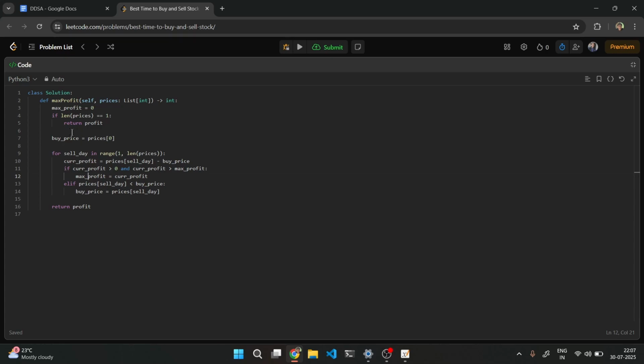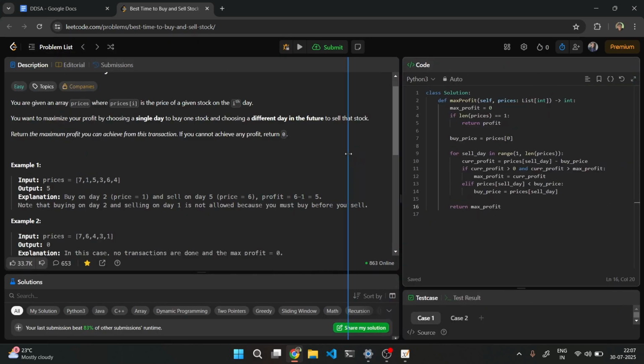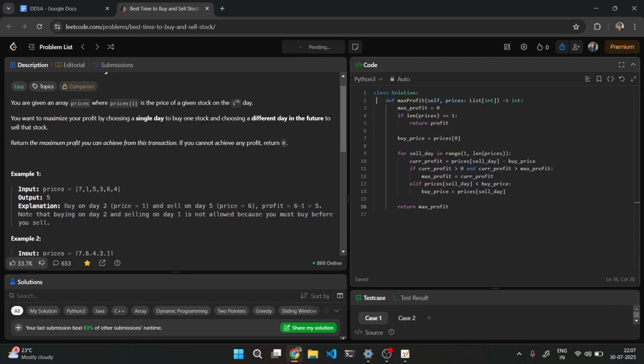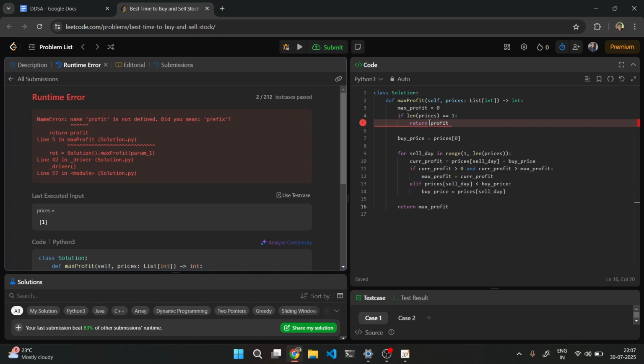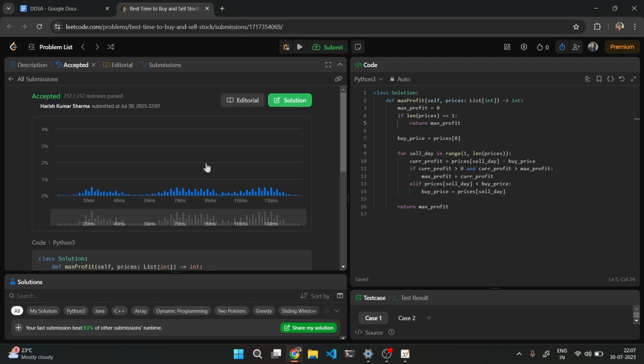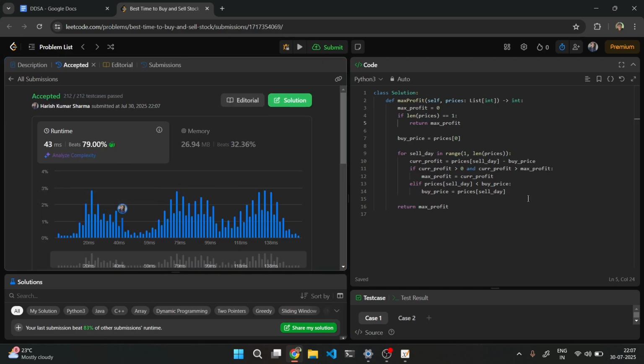And if the price on the sell day is smaller than our buying price, we're just updating the buying price. And in the end, we're returning the max profit here. So I can run it. Let's just quickly submit it. Okay, there's a typo, max profit. So we are able to solve the problem.